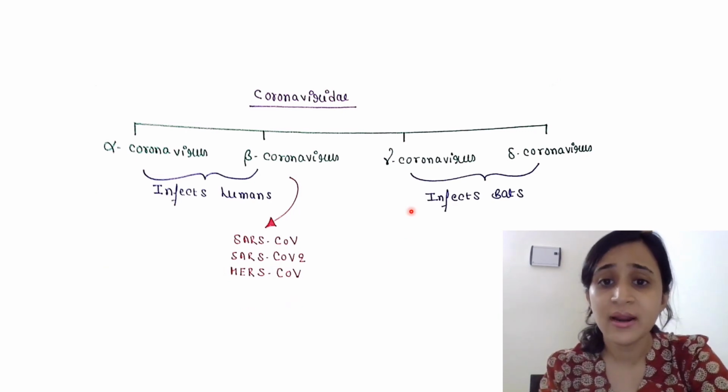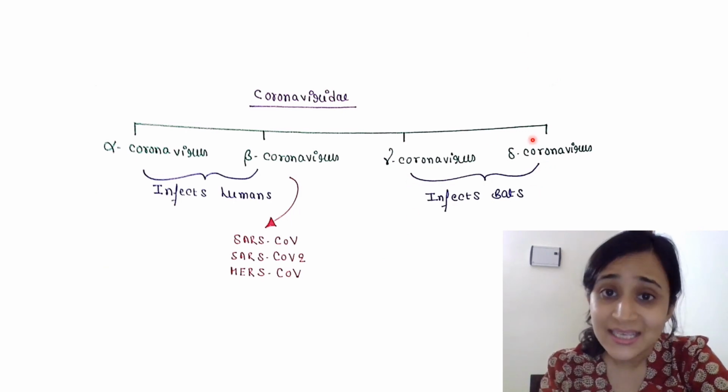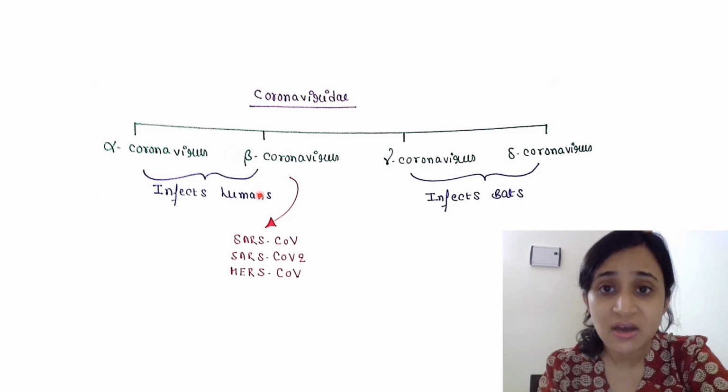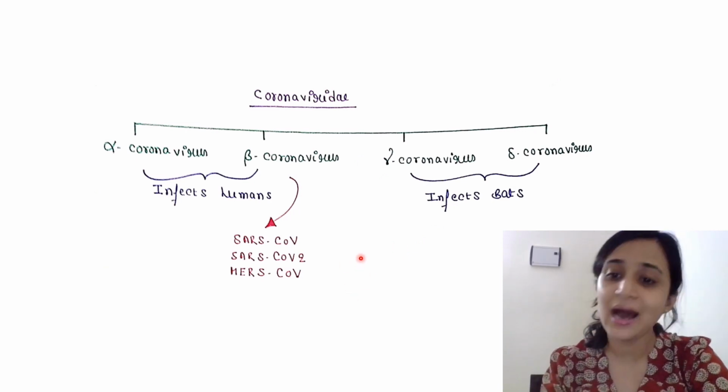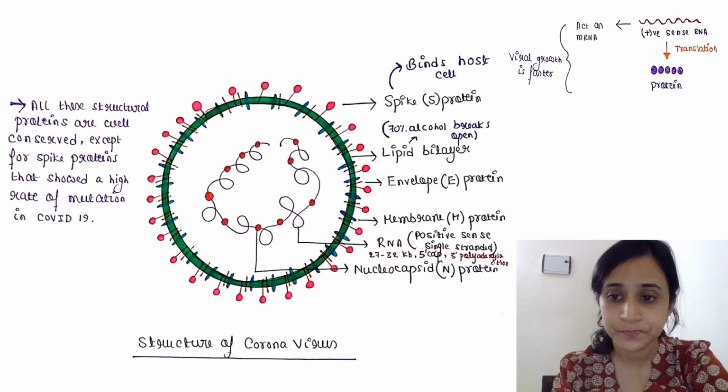So, whenever gamma and delta coronavirus infects a bat, it has to be mutated into the beta form before infecting humans. So, in this way, the coronavirus is mutated and it is infecting us.